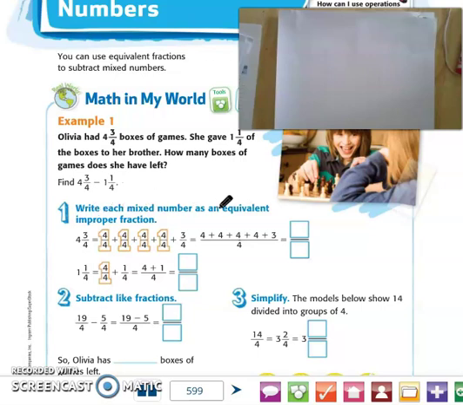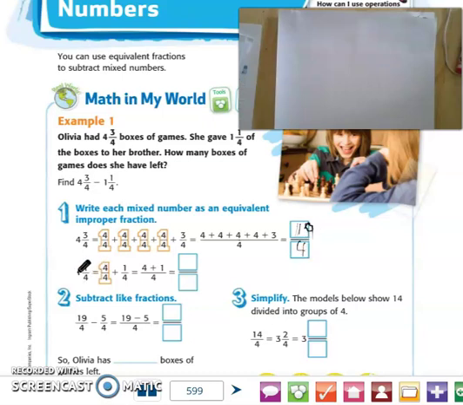So we're writing each mixed number as an equivalent improper fraction. We separated out 4 into 1 plus 1 plus 1 plus 1, which is also 4/4 plus 4/4 plus 4/4 plus 4/4. And then the 3/4 was part of the fraction to begin with. Now we've got 4, 8, 12, 16, 17, 18, 19. So my numerator is going to be 19, and 4 is my denominator.